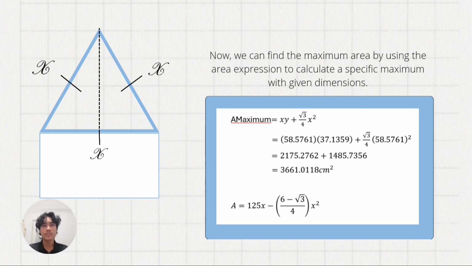After that, we need to find the maximum area using the area expression. So A maximum equals xy plus square root of 3 over 4 x squared. Then we bring the x and y that we got earlier. After solving, we have 3661.0118 square centimeters. Then we put it back into the original equation.